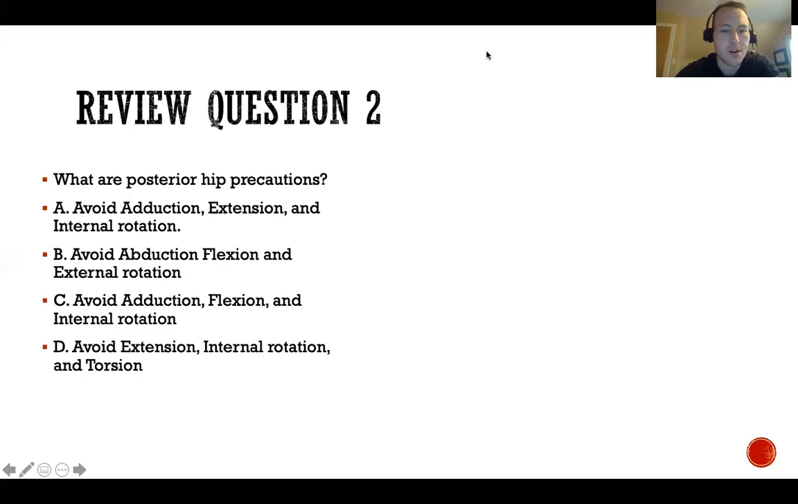What are posterior hip precautions? So these are what we instruct patients on, and we want them to avoid certain positions. So is it A, we want them to avoid adduction of the leg and extension of the hip and internal rotation? Or B, is it abduction of the hip and flexion at the hip and external rotation? Or is it C, avoid adduction, flexion, and internal rotation? Or is it D, avoid extension, internal rotation, and torsion?